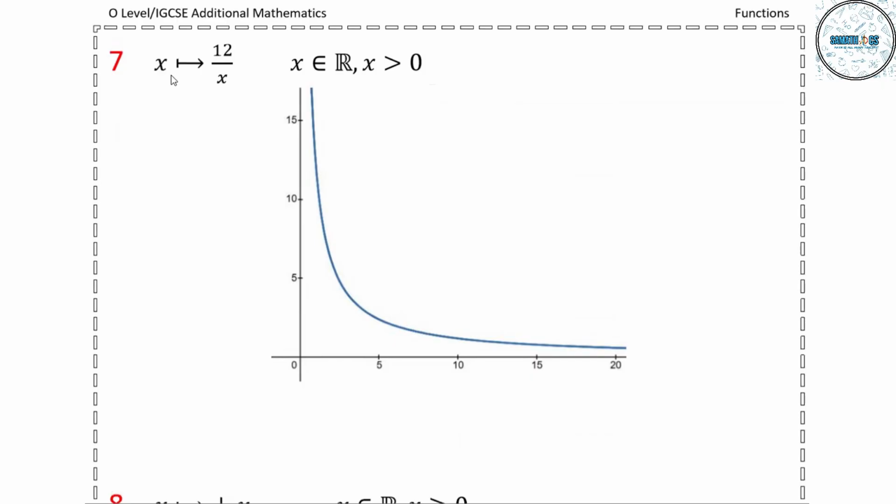In this one, x is mapped to 12 upon x. If we consider any input, there is just one output. If you consider here, then also there is just one output. So it is also 1-to-1 mapping.